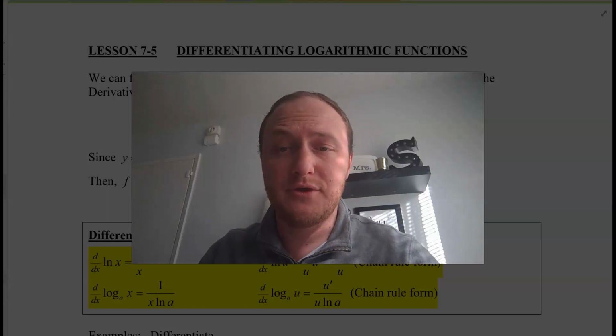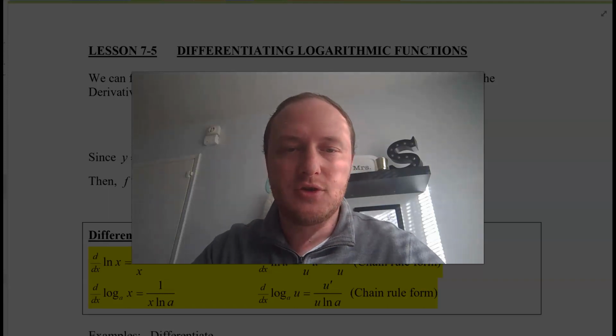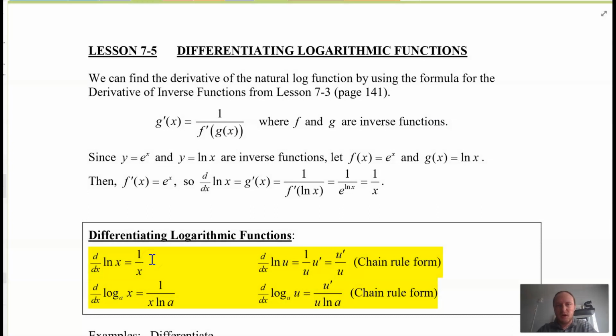Okay, so without further ado, let's go ahead and introduce the derivative of a logarithm. And what we're going to do is develop the derivative of a logarithm utilizing our definition of inverse functions. So if you can recall from 7-3, we have g prime of x is equal to 1 over f prime of g of x. Okay, and essentially remember, if functions are inverses, then their derivatives are reciprocals.